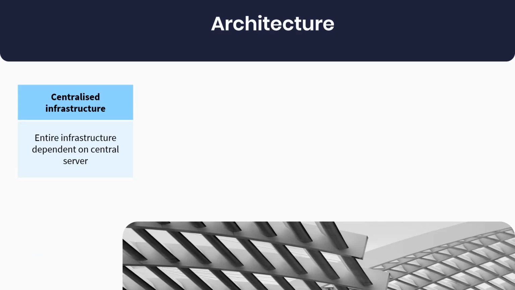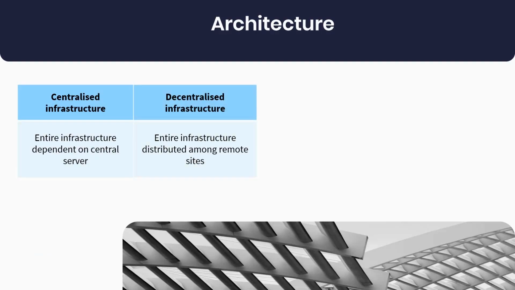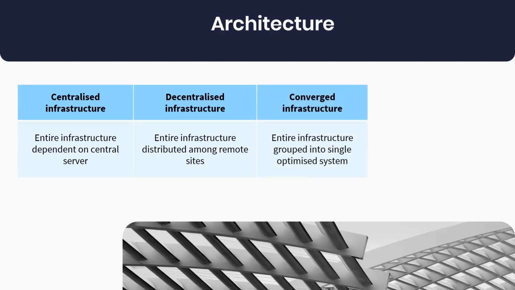The architecture of the decentralized infrastructure has the entire infrastructure distributed among the remote sites. All of the PDPs share a common entitlement database repository with the PAP cluster, and this resides within the remote site. The architecture of the hyperconverged infrastructure has the entire infrastructure grouped into a single optimized system. These are done with the use of virtualization to get a cost-effective and highly automated system within the infrastructure.